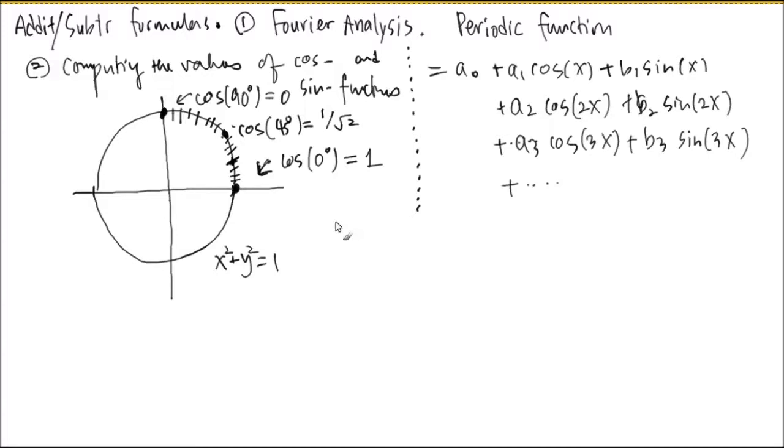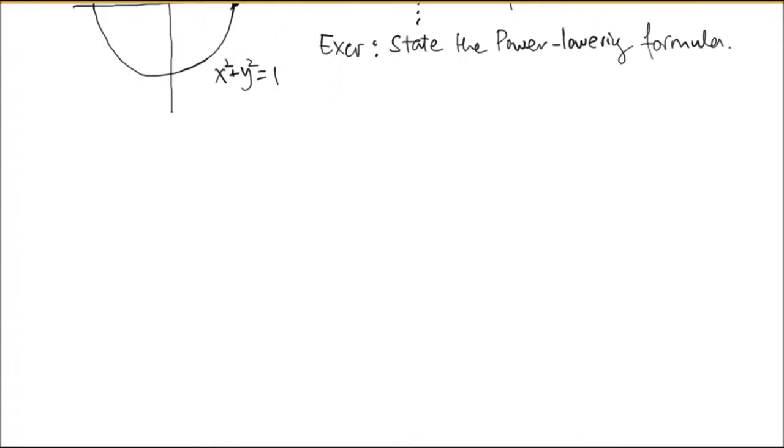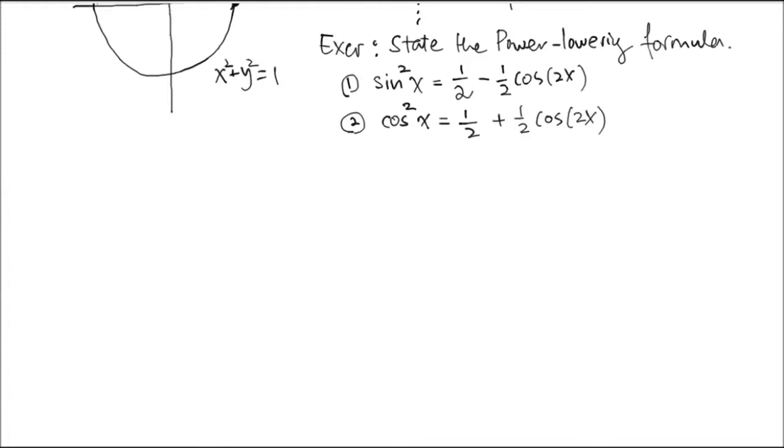But bisecting is not difficult, so I'm about to show you that. It uses a power lowering formula. So here's our first exercise today. State the power lowering formula. This is it, right? This is the power lowering formula.